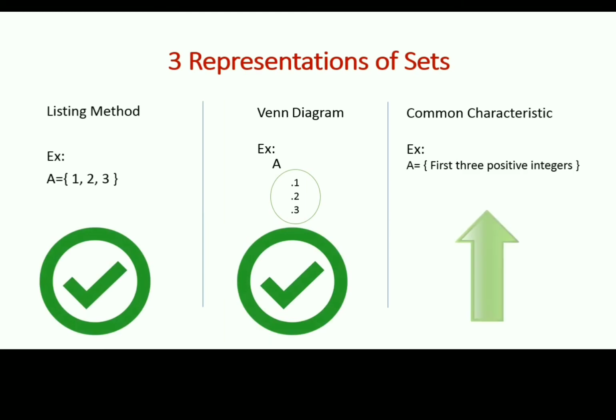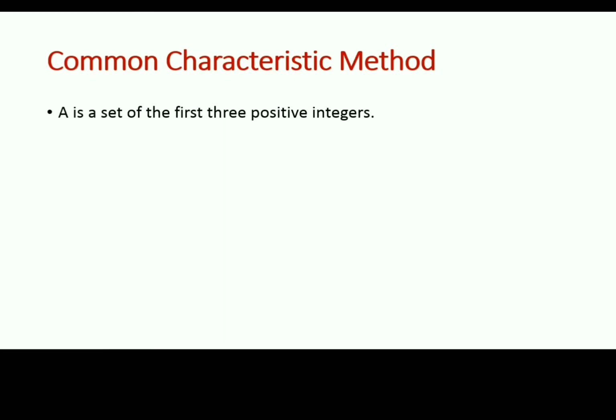Now, let's move to the common characteristic method. In this method, we write the common characteristics of all elements in braces. A is a set of the first three positive integers, and as we said, its elements are 1, 2, and 3. Which characteristics of these elements are common? Of course, their common characteristic is that they are all among the first three positive integers.